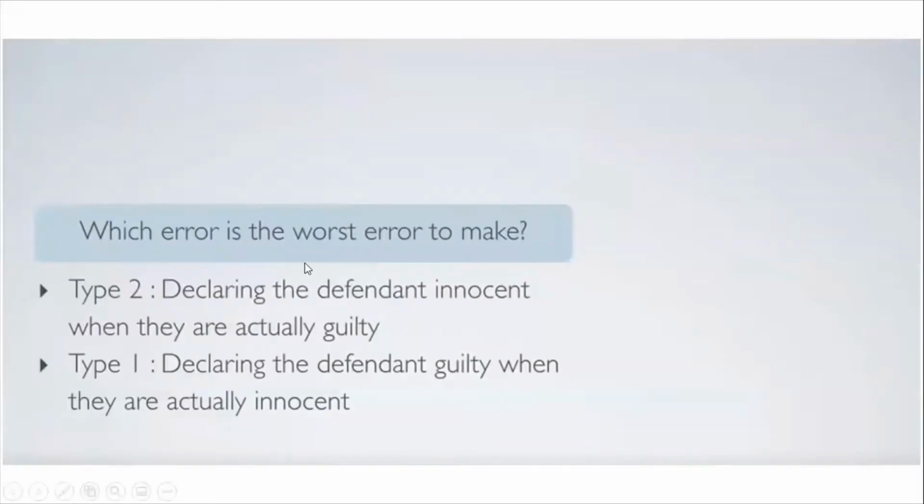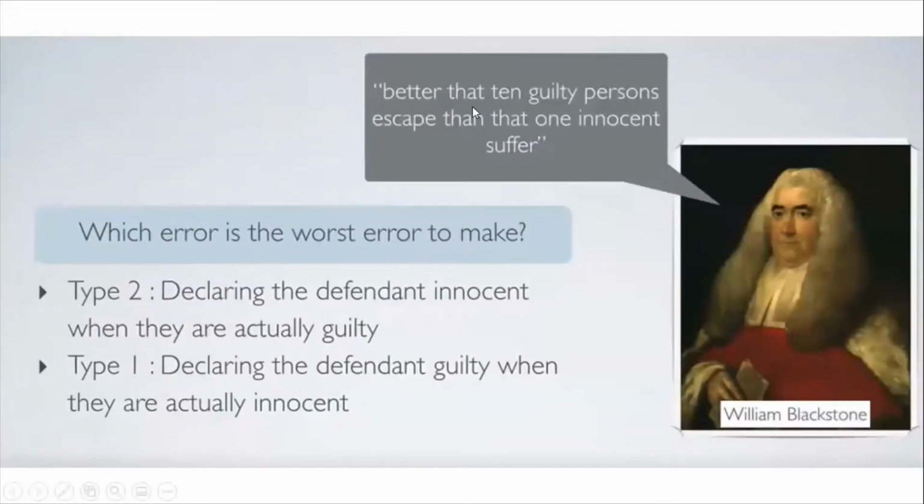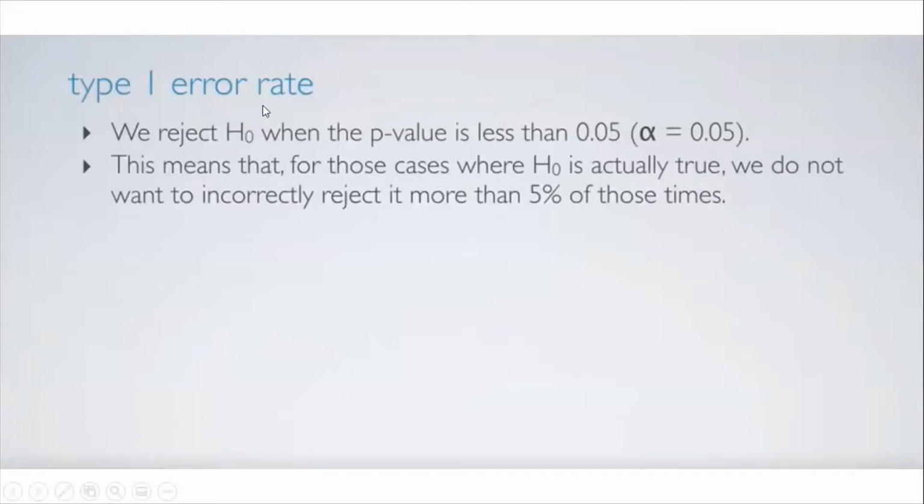So which error is the worst error to make, type 1 or type 2? Better that 10 guilty persons escape than one innocent suffers. So we can never live with the wrong type 1 error. What is the type 1 error rate? We reject the null hypothesis when the p-value is less than 0.05, the alpha. So type 1 corresponds to the alpha level, which is 5%, which also corresponds to the confidence level, 95%. This means that for those cases where the null hypothesis is actually true, we do not want to incorrectly reject it more than 5% of those times.